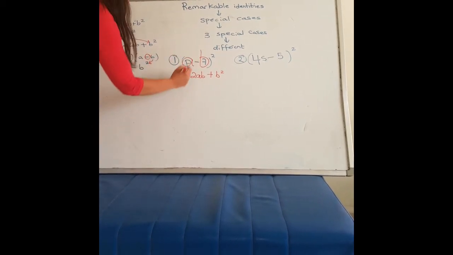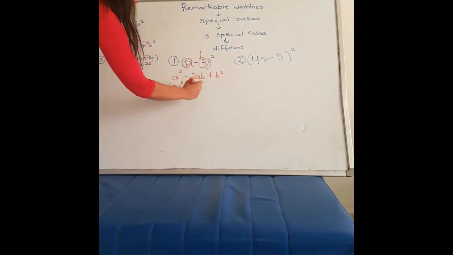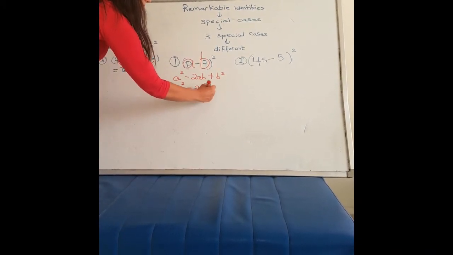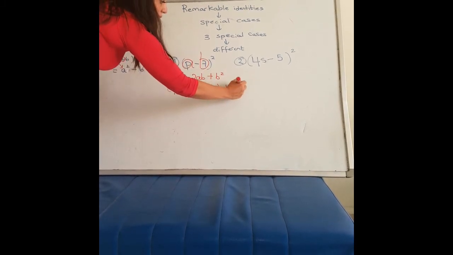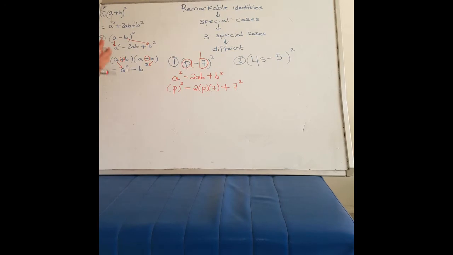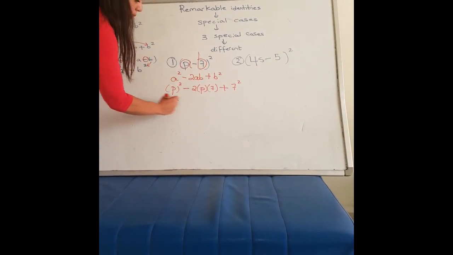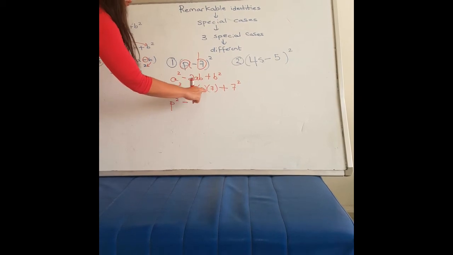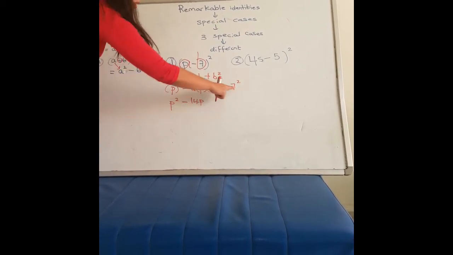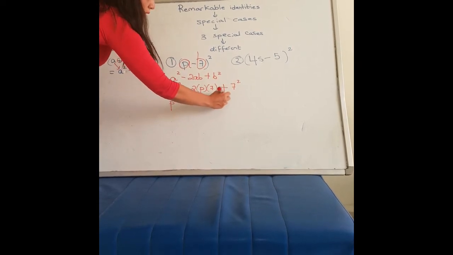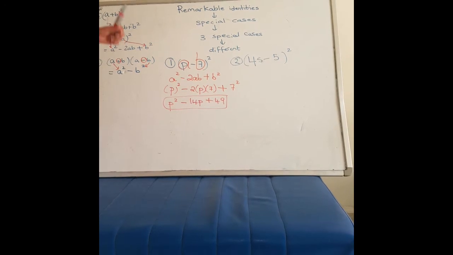So I take, what's my A? P to the second power minus, I substitute 2 times my A times my B plus 7 to the second power. Now I start working on it. P to the second power is P to the second power minus 2 times P times 7. 2 times 7 is 14, and I put the P. 7 to the second power is 49. I got the answer in just one step of substituting.